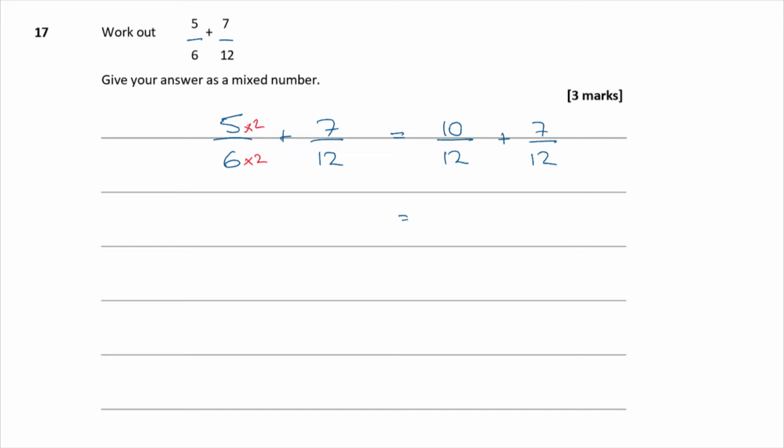And then when you've got two numbers with the same denominator, you just go ahead and add the numerators, don't you? So 10 plus 7 is 17 over 12. The denominator just stays the same, and the numerators we add together. So I've got 17 over 12. Now it says here that it wants it as a mixed number.